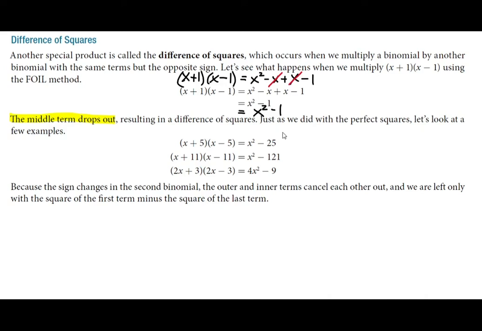So just like with perfect squares. Now this is not a perfect square because one side is x plus 1 and one side is x minus 1. But if I have x plus 5 multiplied by x minus 5, we know the middle term will drop out. So it'll be x squared subtract 25. And it's always a negative here. There's always a negative when we do these products.